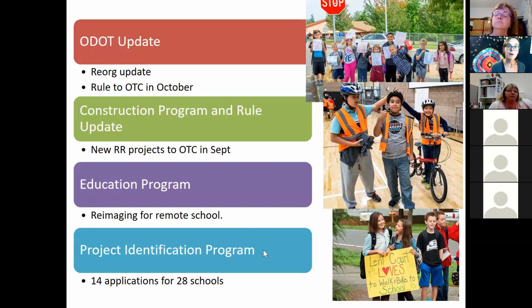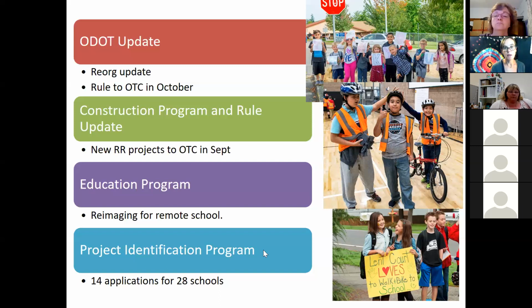And then we were able to have an application process for the next round of the project identification program as we were collecting applications for the construction program. And we received 14 applications to do plans at about 28 schools. And that is within the amount of funding that we have. So we'll be doing some analysis of those applications and making sure that they meet all the eligibility criteria.